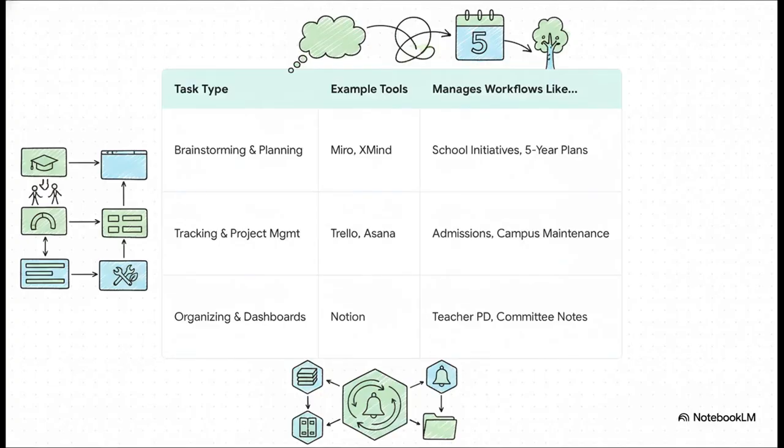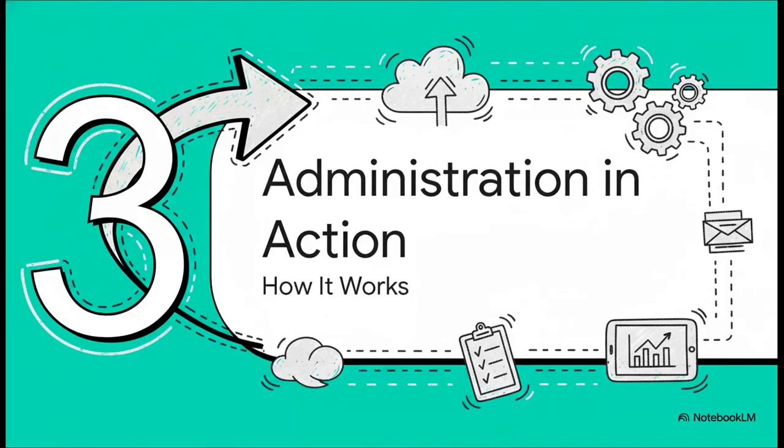And we're not talking about some abstract concept here. These are real, tangible tools. For brainstorming that big 5-year plan, you've got things like Miro. For tracking day-to-day projects, maybe like the admissions pipeline or campus repairs, a tool like Trello gives you this amazing visual of what's happening. And then, to pull it all together, something like Notion can become your school's central command center. Okay, that all sounds pretty good in theory, right? But what does it actually look like day to day? Let's break down how these tools can build a much smoother, more efficient workflow in a real school setting.